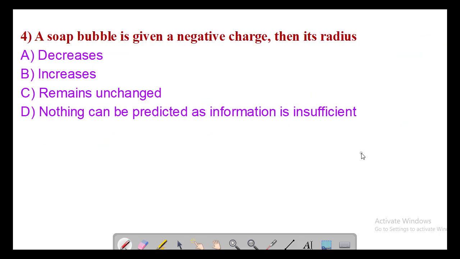Question number 4. A soap bubble is given a negative charge, then will its radius increase, decrease, remain unchanged, or nothing can be said. Now see, when we give a negative charge to the soap bubble, that negative charge will spread around the bubble, and because there will be many negative charges, they will repel each other. When they repel each other, they will try to expand the soap bubble, and as the soap bubble expands, its radius will increase. Whether the soap bubble is given a negative charge or even a positive charge, its radius will always increase in both cases.